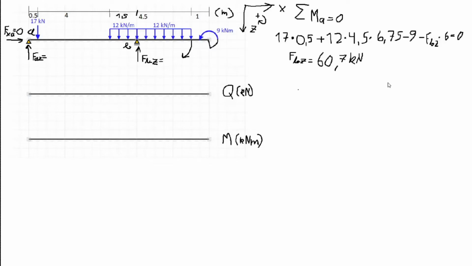Now let's move on to calculating our final unknown Faz, and we will use the sum of forces in the Z direction because the only unknown force in the Z direction is now the reaction force Faz, and we will have one equation for one unknown.